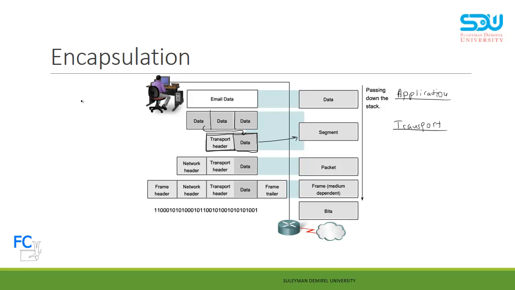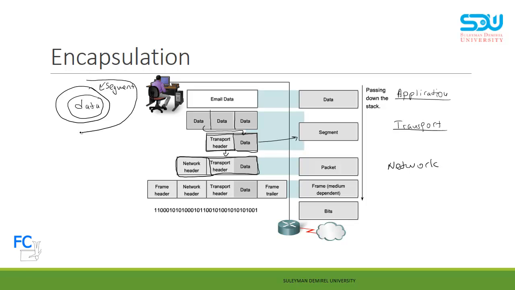It's like we have this data, and it is in the capsule of the segment. So this is now a segment, and the segment itself will go to the network layer. In the network layer, this part is called a segment now. It will get an additional header, and this additional header will consist of information about which IP address and to which IP address this information goes.